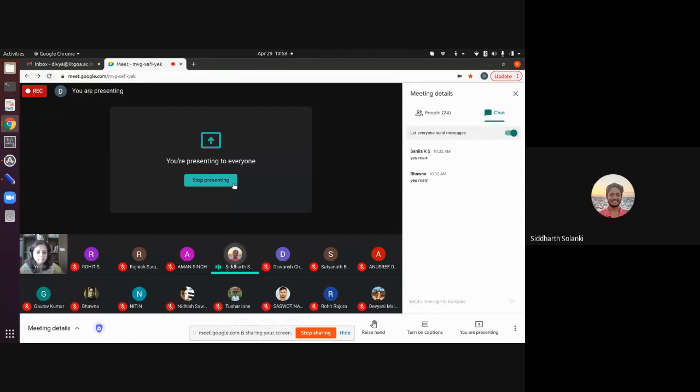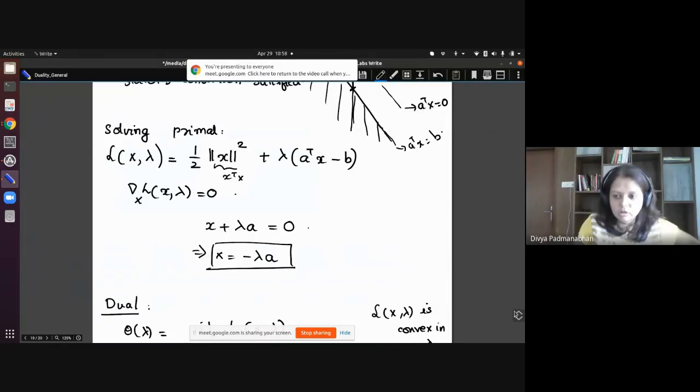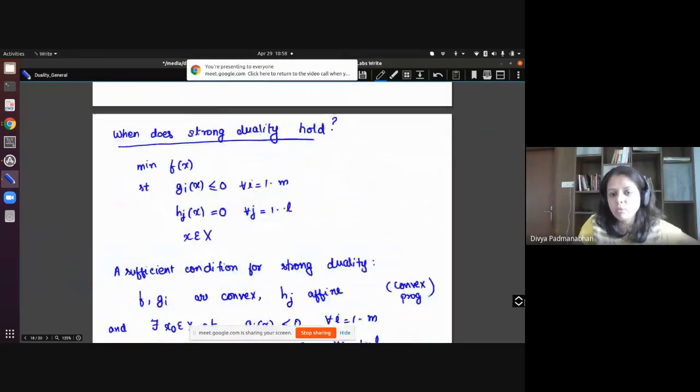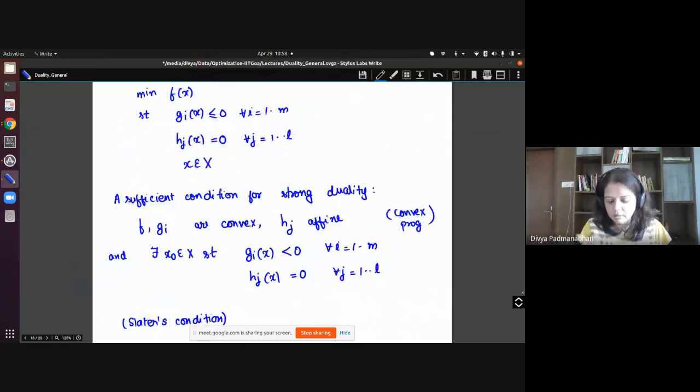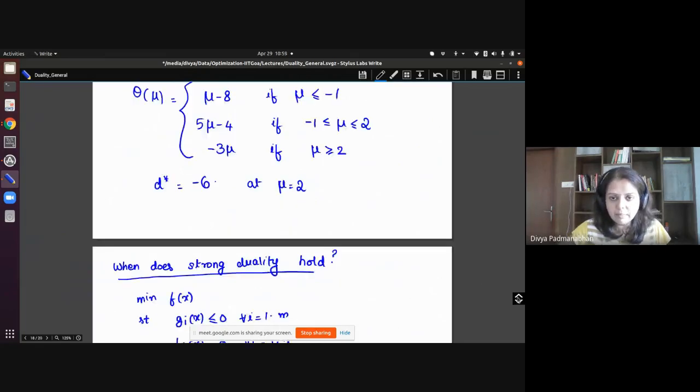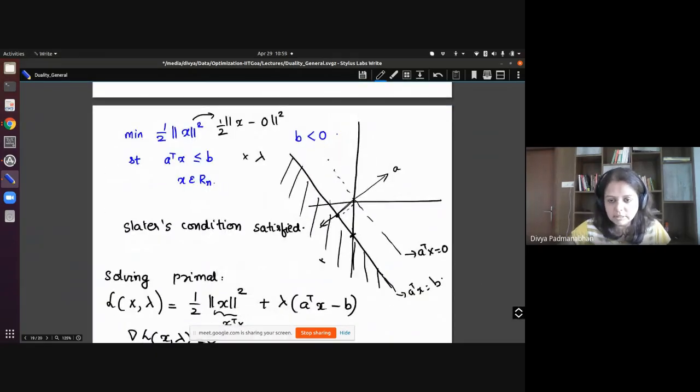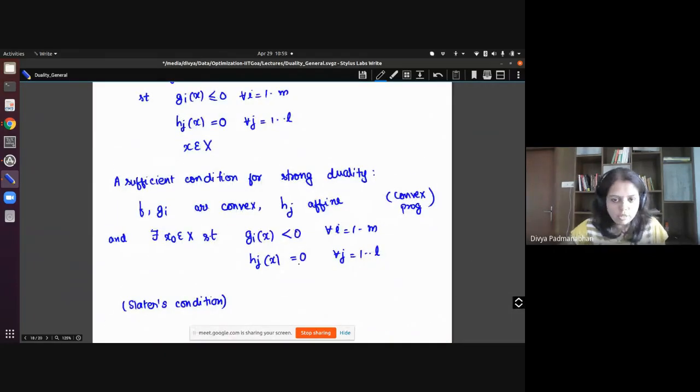Siddharth? Ma'am, I didn't understand this discussion. Can we once have a short review of this Slater's condition? Sure. So what I told you earlier was, if you have Slater's condition, then you have strong duality. What Slater's condition is telling you is there is some point x naught, something in the interior of this, so that these inequalities are satisfied strictly. So g_i of x naught is strictly less than 0. Maybe I should just write g of x naught, maybe that's what is causing some confusion.